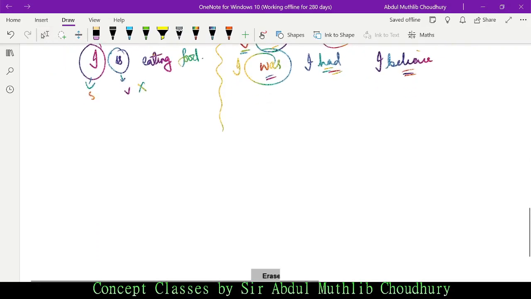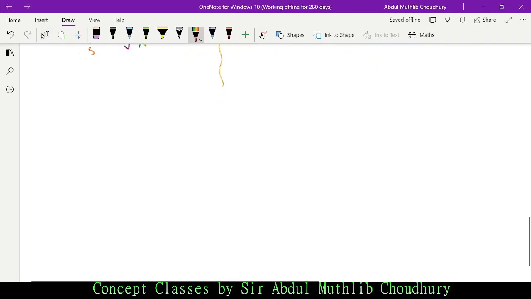Now I shall give you some rules which will help you solve any exercise from any textbook for that matter. I have divided the rules into 5 parts. First is rule number 1. A singular verb will always be followed by a singular subject. Singular subject will be followed by singular verb.